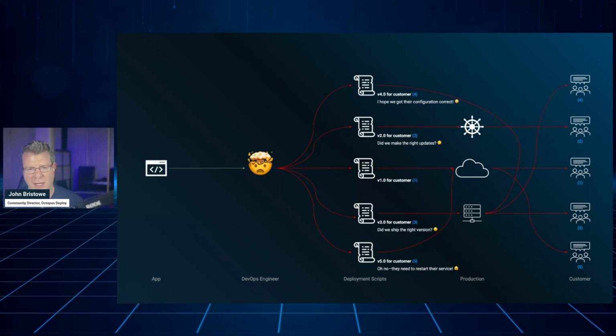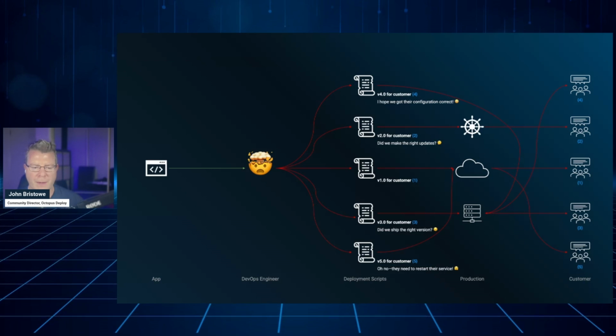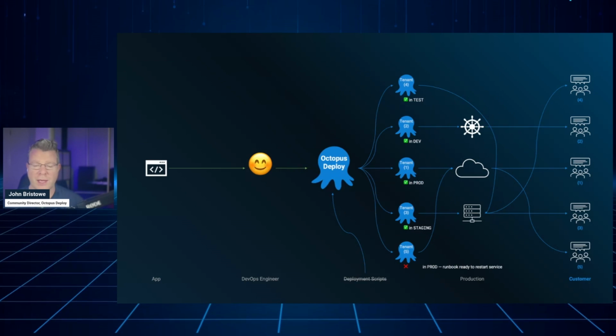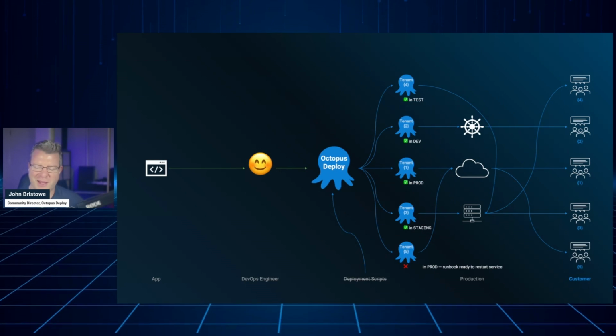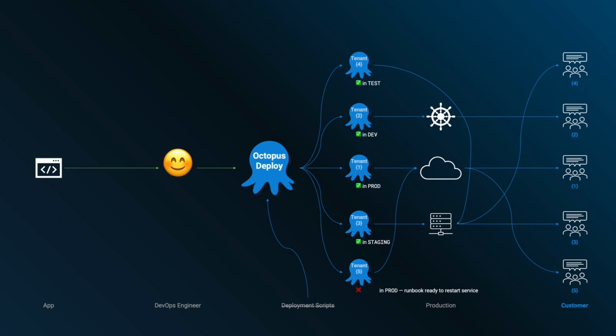So how do we solve this? How do we solve this problem as we grow and as we scale? Well, the answer here is Octopus Deploy. And of course, we're biased here, but this is essentially what Octopus Deploy is. It's basically a solution that helps you make your complex deployments easy.